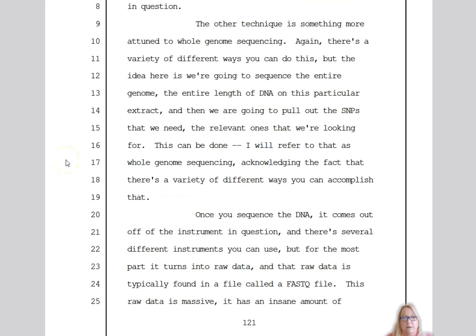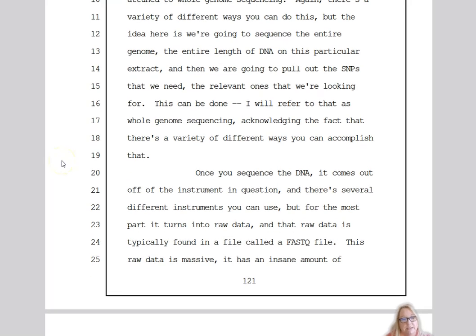The other technique is something more attuned to whole genome sequencing. Again, there's a variety of different ways you can do this, but the idea here is we're going to sequence the entire genome, the entire length of DNA on this particular extract, and then we're going to pull all the SNPs that we need, the relevant ones that we're looking for. Think about a clothesline sort of thing, okay? Or a string of beads with all the pieces laid out, okay? This can be done, I will refer to that as whole genome sequencing, because they spread out, they sequence the whole thing, they map the whole thing out.